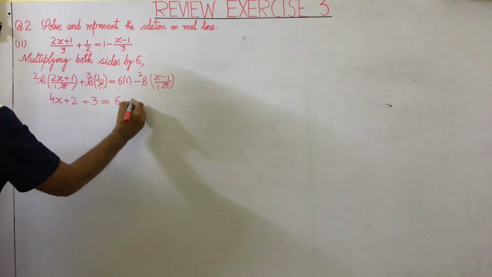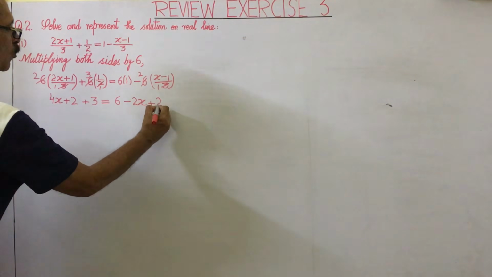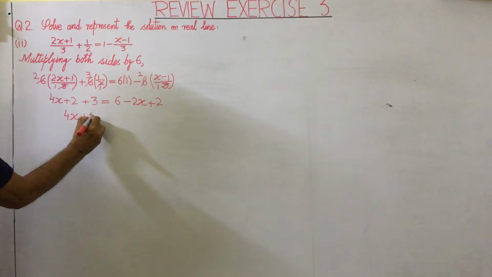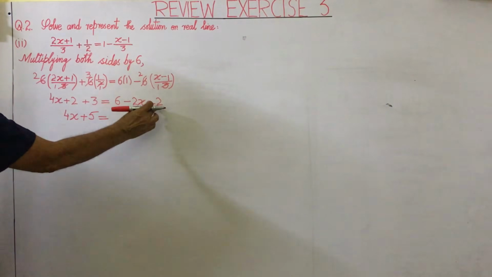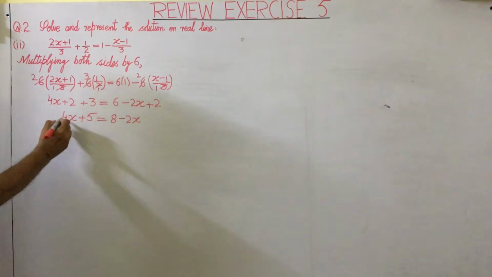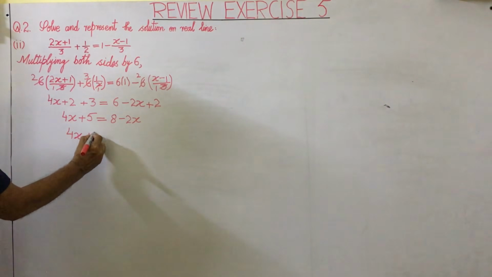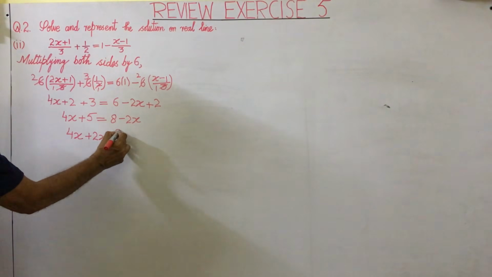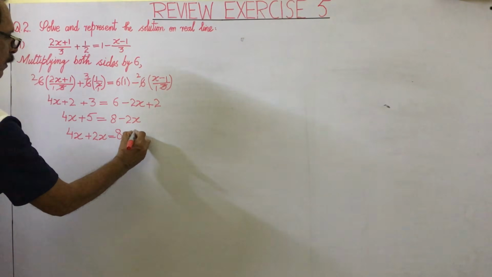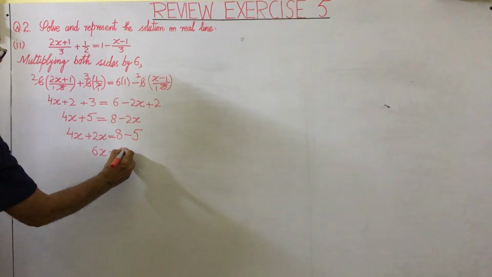Minus into plus is minus, 2 times x is 2x. Minus into minus is plus, 2 ones are 2. 4x plus 2 plus 3 is 5 equals 6 plus 2 is 8 minus 2x. 4x minus 2x here becomes plus 2x, equals 8 minus 5, when transposed to right hand side becomes minus 5. 2x plus 4x is equal to 6x. 8 minus 5 is 3.